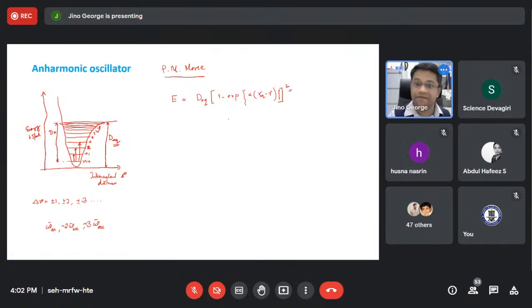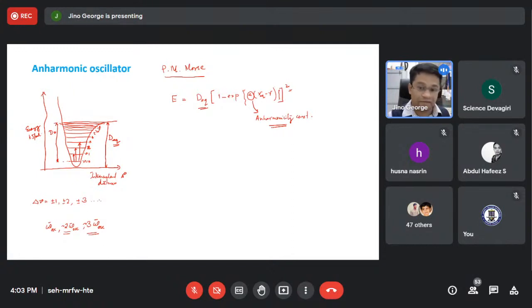Just cross check it. So this relation containing D equilibrium, you already know that your D equilibrium is the dissociation energy, A is a constant, all other things we know, R equilibrium and R, which is the anharmonicity constant. So the anharmonicity constant came out very beautifully. So now this value changes with respect to the value of the anharmonicity constant.